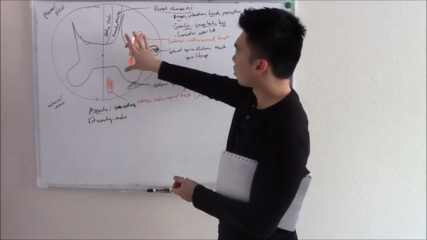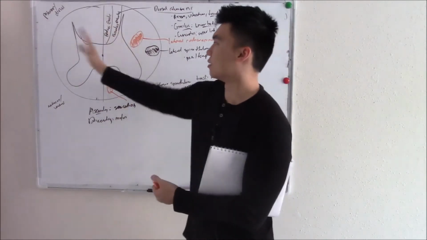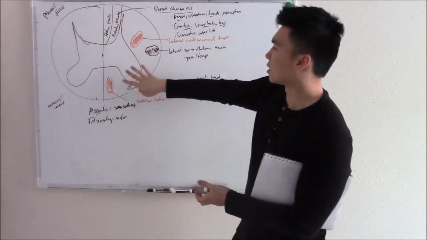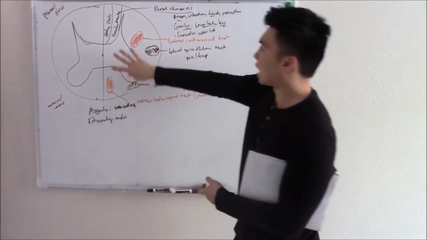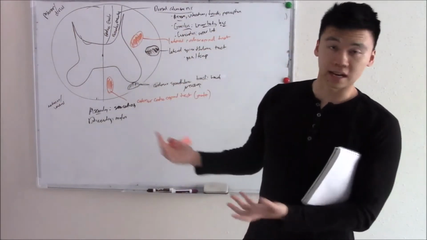Now that's one side of your spinal cord. What's on the other side? It's the same thing, it's just mirrored. So this deals with one side of your body, this deals with the other side. So that is the anatomy of your spinal cord. Hopefully that wasn't too bad.